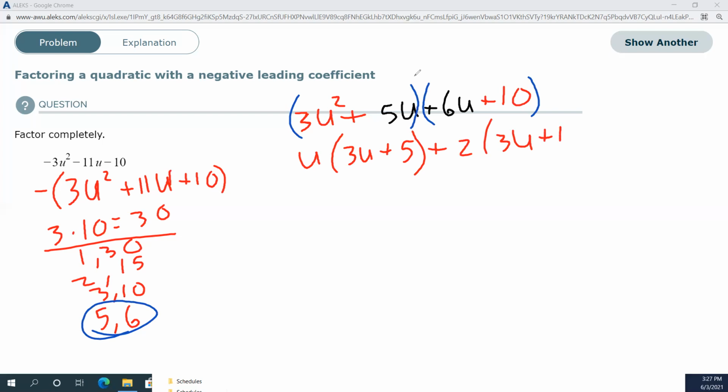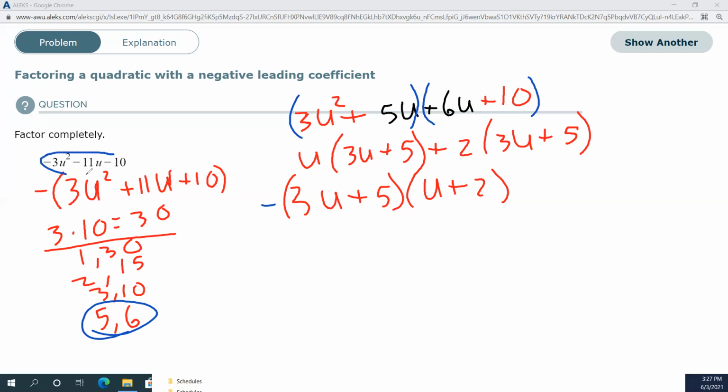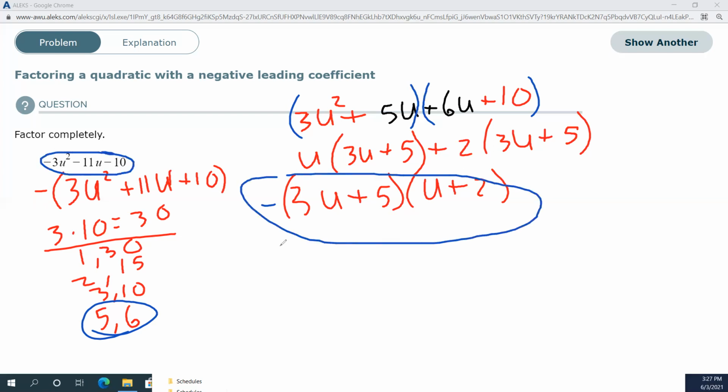And the stuff left over in the parentheses should match up if we've done everything correctly. So now I can pull out a 3u plus 5. And I'm left with a u plus 2. And then I have to say, whoa, whoa, whoa, I can't forget that minus sign. And then right there. But you're going to plug that into your calculator. That goes into y1, this goes into y2, and if they don't match, something's going on. And it might just be that you didn't type it correctly.